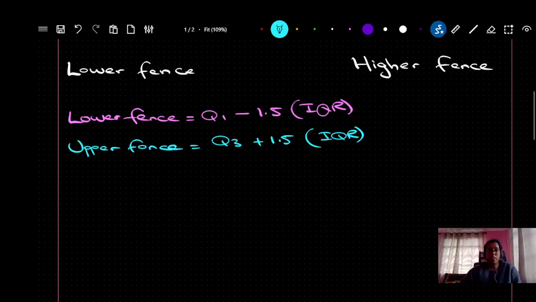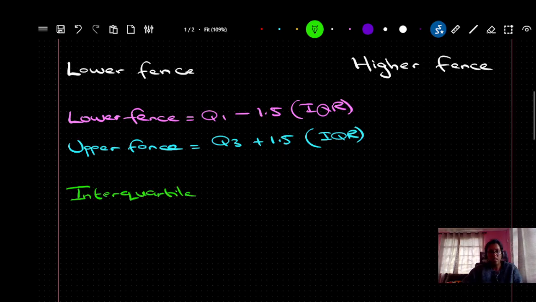In order to calculate the lower fence and upper fence, we have to calculate the interquartile range, right? To calculate the interquartile range, we have another formula: it is Q3 minus Q1. Okay.